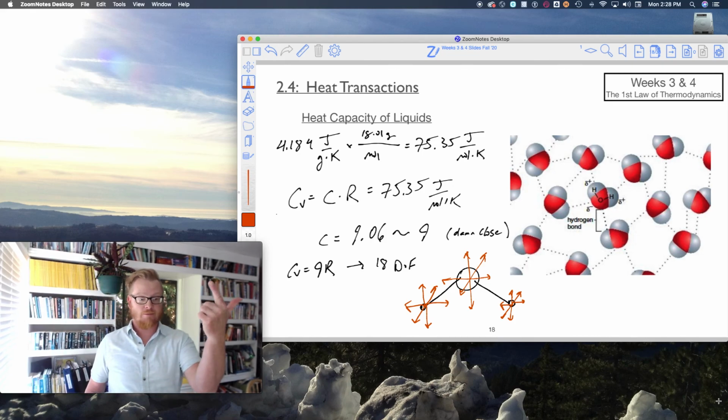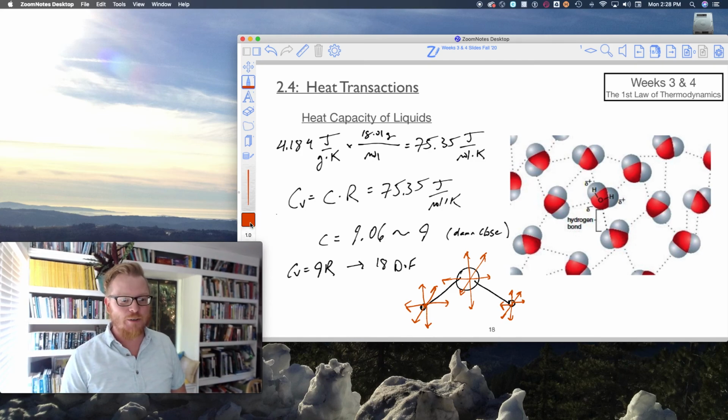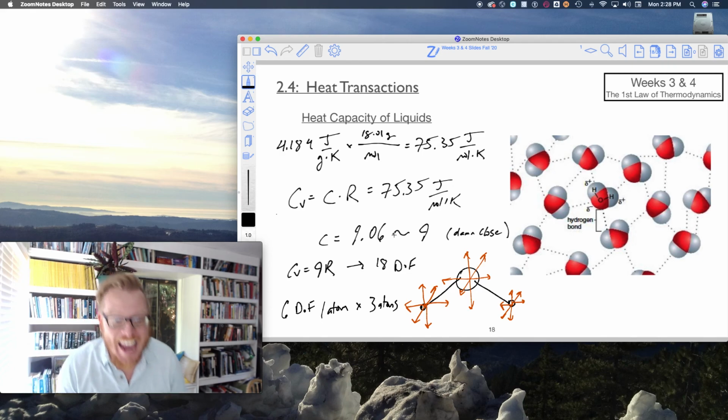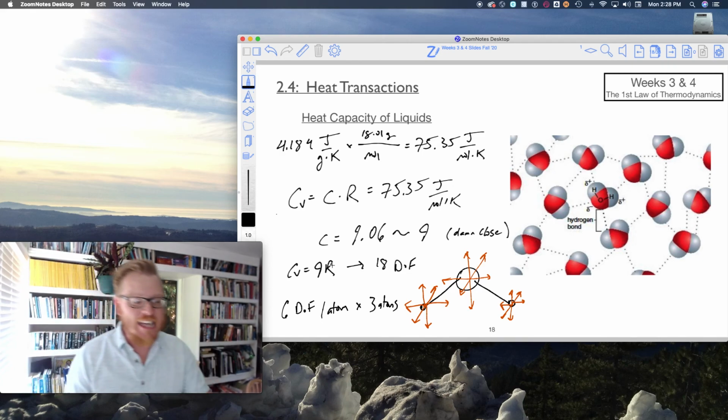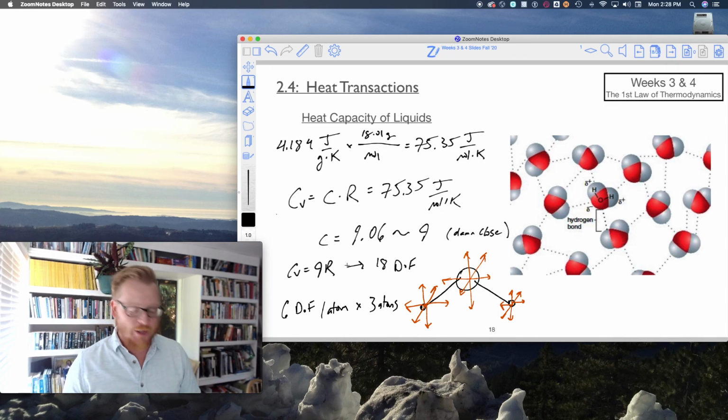Forward, backward, left, right, up, down. That's 6 degrees of freedom per atom, and there's 3 atoms in the water molecule, giving us 18 degrees of freedom, giving us 9R for the value of heat capacity. And I did this backwards and we get 9.06.